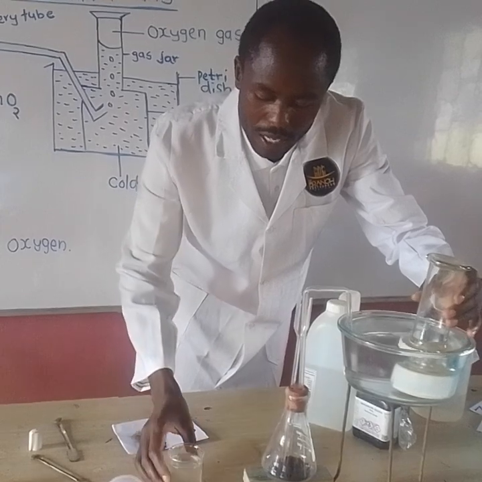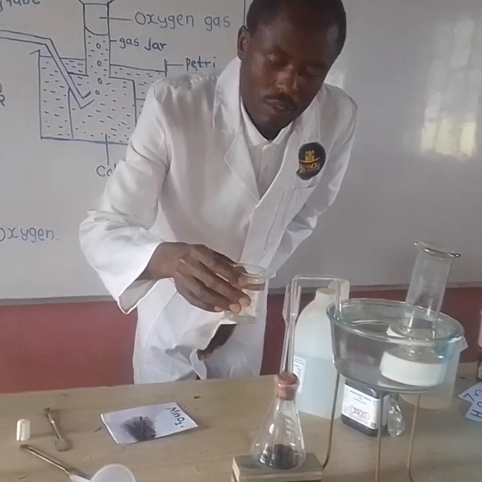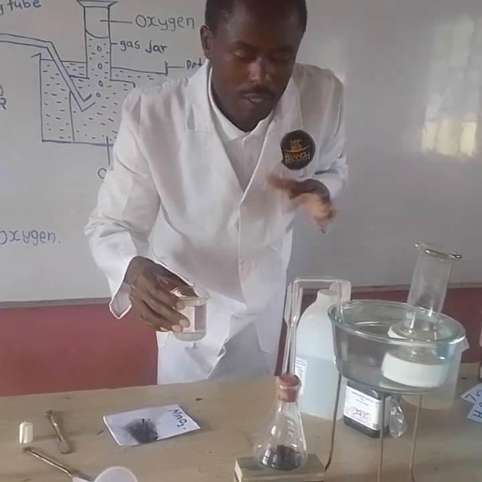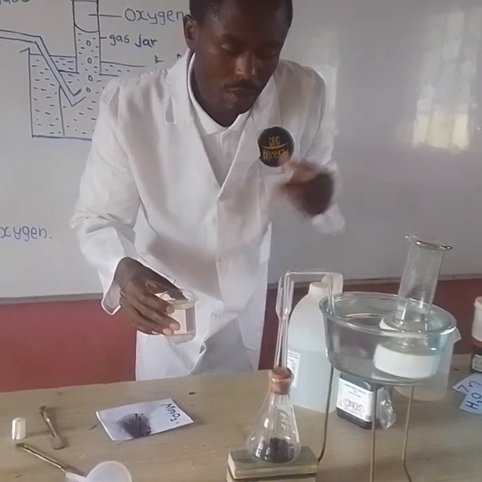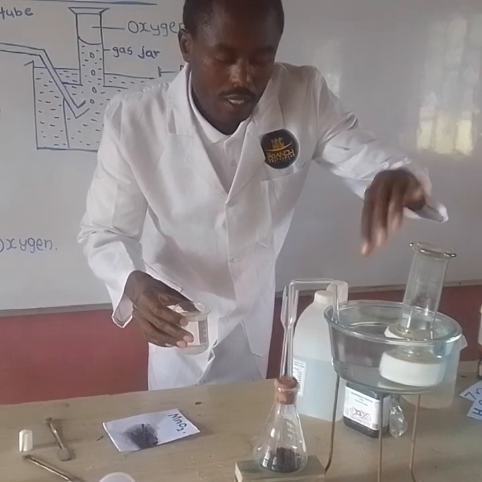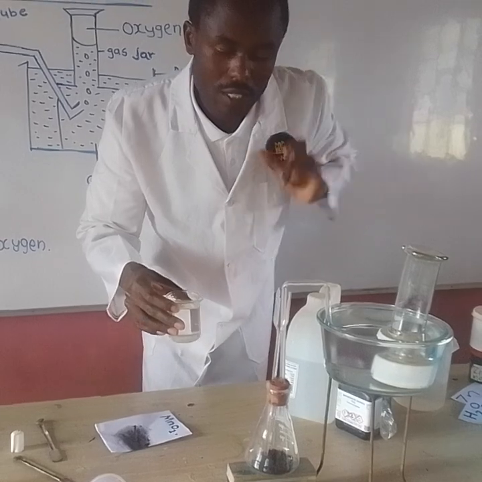So I'm going to add hydrogen peroxide through a thistle funnel, through this thistle funnel. Then you will be making observations as I add, because you will be able to see the gas bubbles inside the petri dish. Is it okay? That will be oxygen gas.